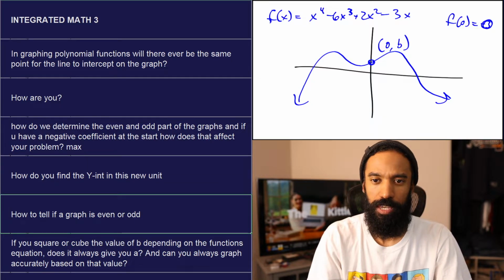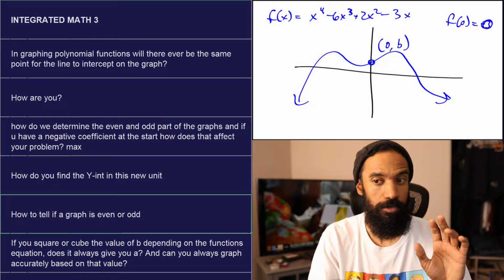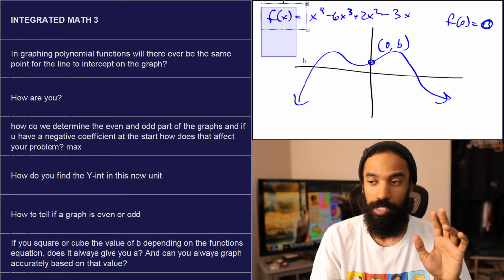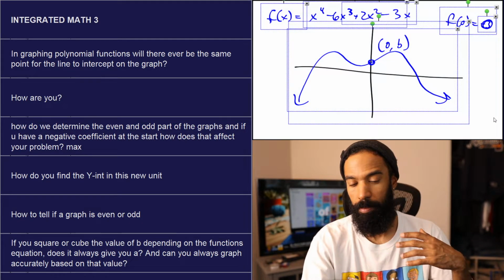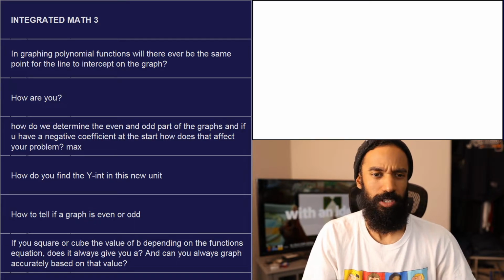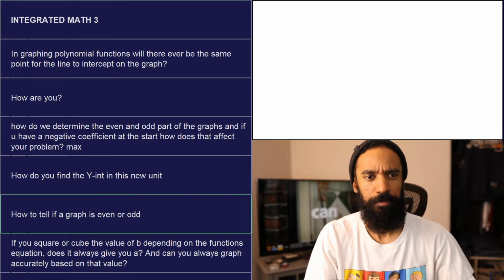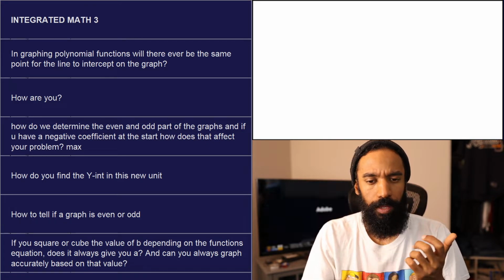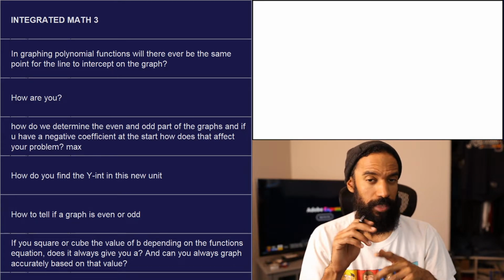How to tell if a graph is even or odd? Okay, so this sounds like, first of all, this is not one of the original four questions, so this might be a very new question here. Twelve minutes in, geez, I kind of talk over myself a lot. So this is talking specifically about the even or odd stuff.